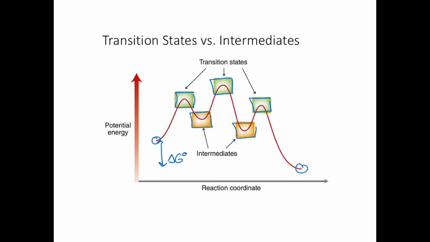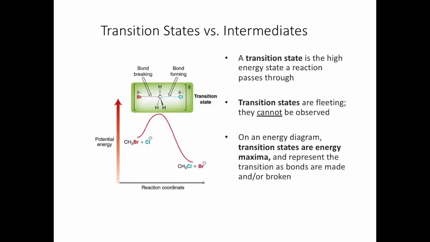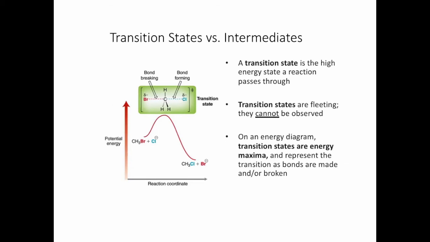So the number of transition states corresponds to the number of steps. So 1, 2, 3. There are 3 transition states, which means this reaction has 3 steps. A transition state is the high energy state a reaction passes through. They are fleeting and they cannot be observed. And bonds are breaking and forming in the transition state. And in chemistry, we represent breaking and forming of bonds with these dashed bonds.